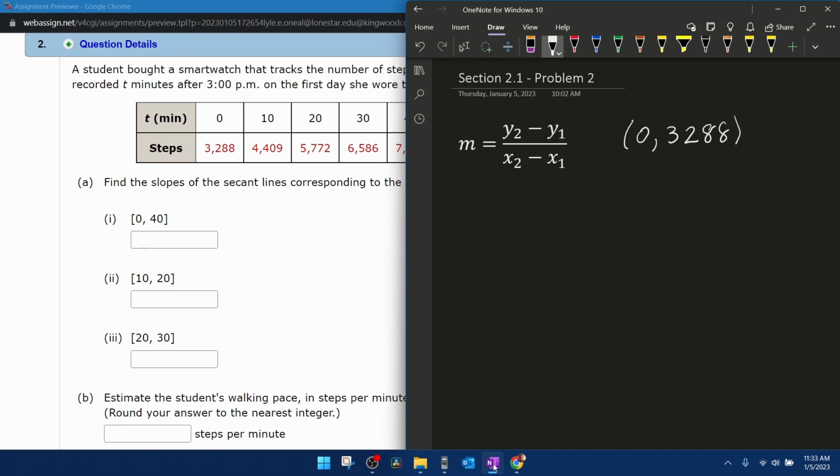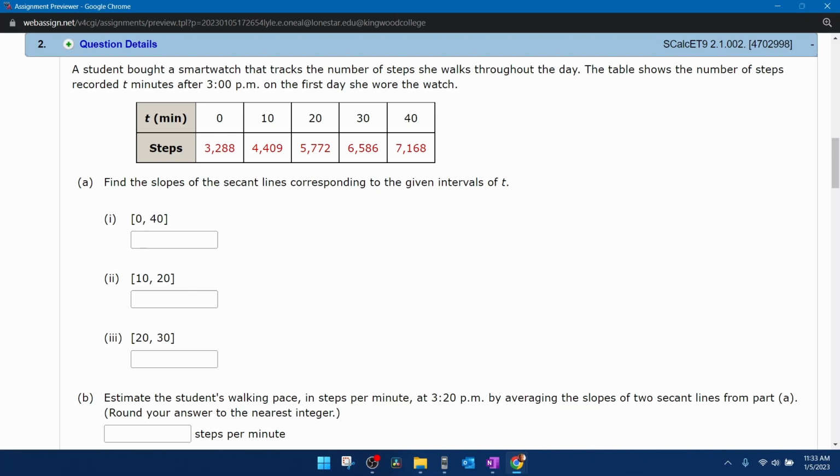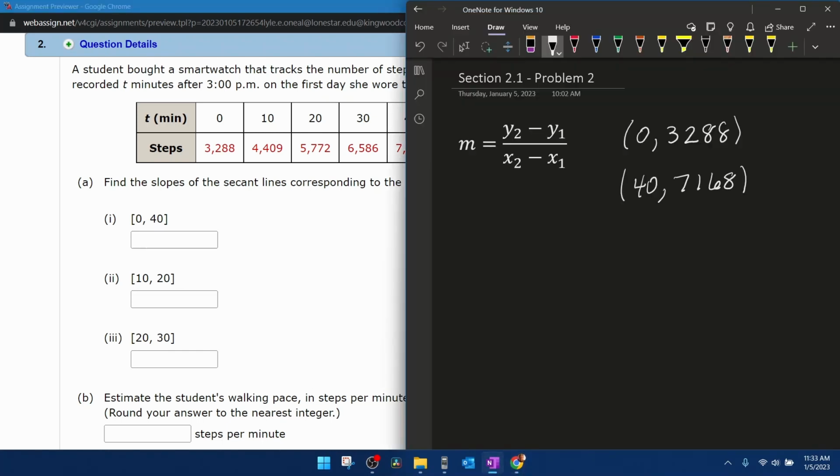So the first ordered pair we need here is when time is 0. That corresponds to (0, 3,288). And the second ordered pair would correspond to when time is 40. If we look in our table, we see that when time is 40, the number of steps was 7,168. Now, it doesn't matter which one of these ordered pairs is X1, Y1. So I'm going to designate the first one I wrote down as X1, Y1, and then the second ordered pair as X2, Y2.